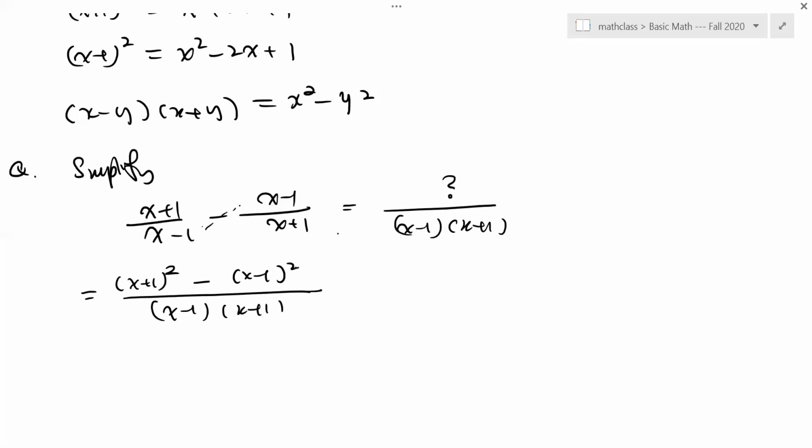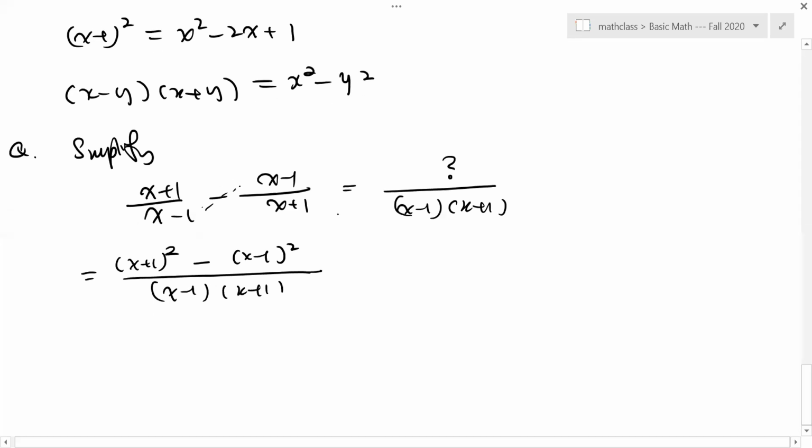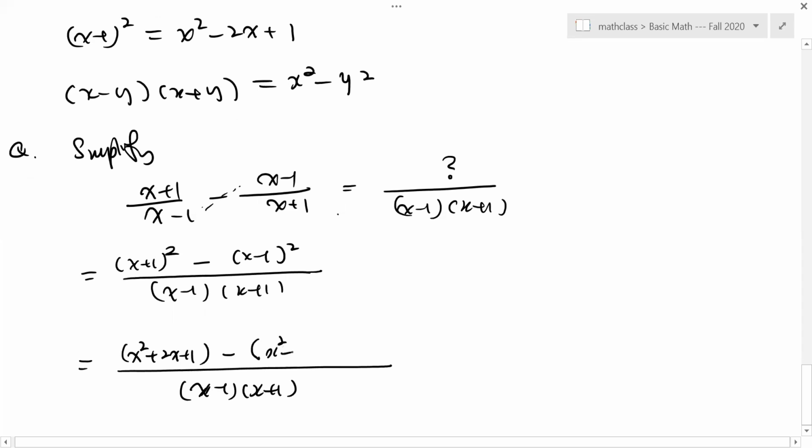Yes, then you simplify the numerator. If you don't simplify it, this is what you got. Alex, you also got the same thing. So you have to simplify it. I already mentioned a couple of formulas above, right? So (x plus 1) squared will be x squared plus 2x plus 1, and then (x minus 1) squared will be x squared minus 2x plus 1.